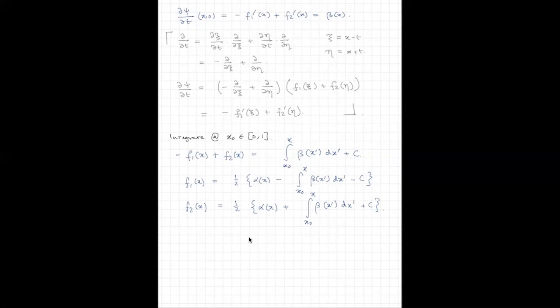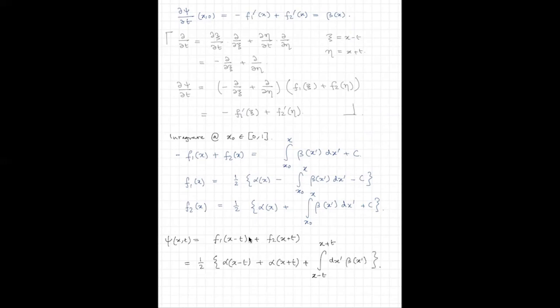So what have we got? We have got that our solution to this wave equation is of the form f1 of x minus t plus f2 of x plus t, and this essentially becomes half of alpha of x minus t plus alpha of x plus t, plus something where this is going to be the integral from x minus t to x plus t, dx primed beta of x primed.